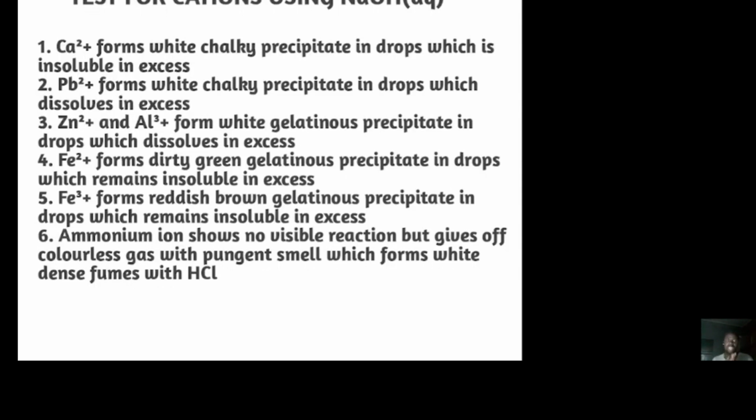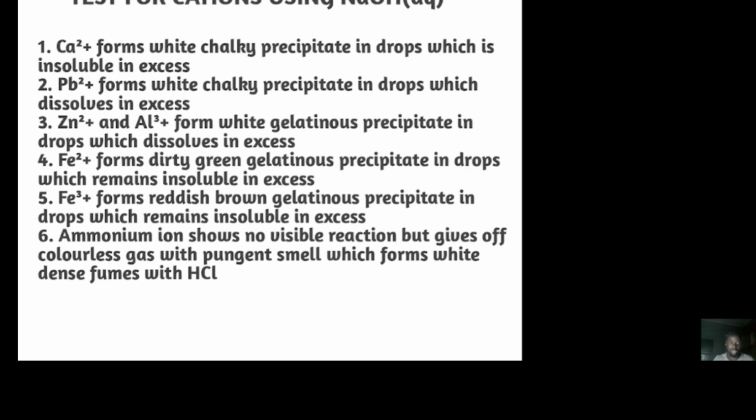Now, the first thing is that anytime you introduce sodium hydroxide in drops to any salt that contains calcium ion, white chalky precipitates will be formed in drops. And after those chalky precipitates are formed in drops, if you add excess of NaOH, it will remain insoluble in excess. Remember, I told you that the only things that dissolve in excess NaOH are amphoteric substances. And what are the amphoteric substances? Pb salt, Pb hydroxide, aluminum hydroxide, or zinc hydroxide. Calcium hydroxide will definitely remain insoluble in excess. So have that in mind. Calcium will form white chalky precipitate, which remains insoluble in excess.